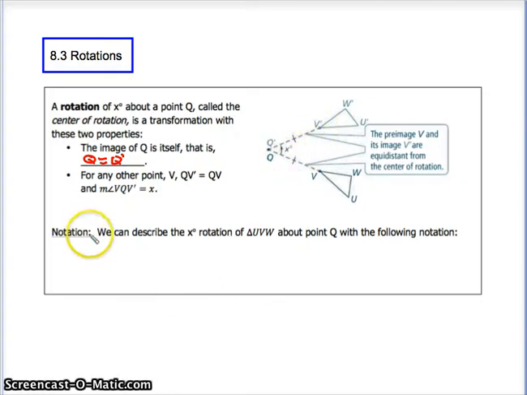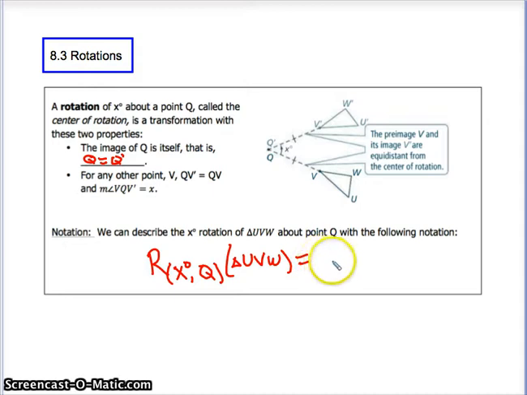For a little bit of notation here, we use the capital R to show that we're doing a rotation, and then down in the subscript, we say the degree of the rotation, and then the center of the rotation. Then, just like all the other transformations, we talk about what I'm actually rotating, and then what the resulting figure, or my image, is. So this is triangle U prime, V prime, W prime.